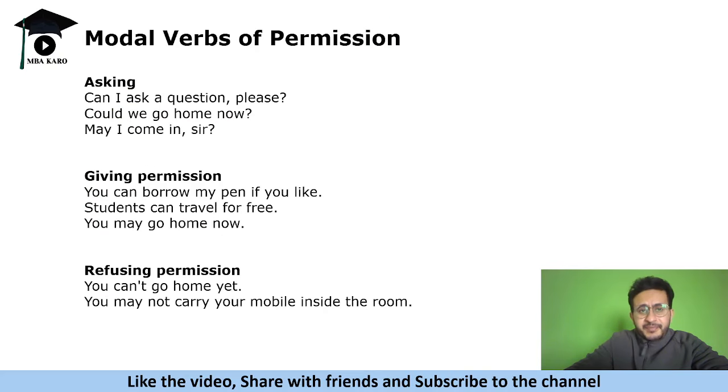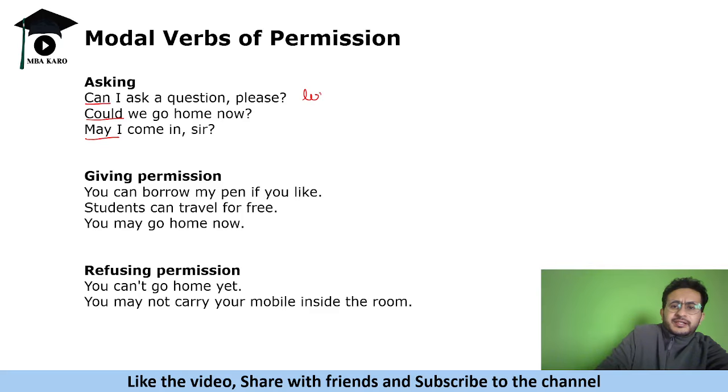Then next is permission. Okay, so for permission also there are three types: asking, where you ask someone, you give permission, or you refuse permission. Again, simple to get. See, asking is: can I ask a question, could you go home, could we go home, or may I come in. Now what is the difference between these three? So this is the least formal.